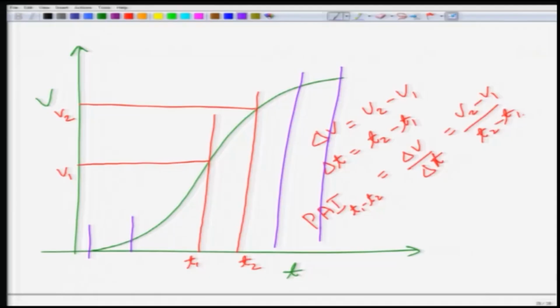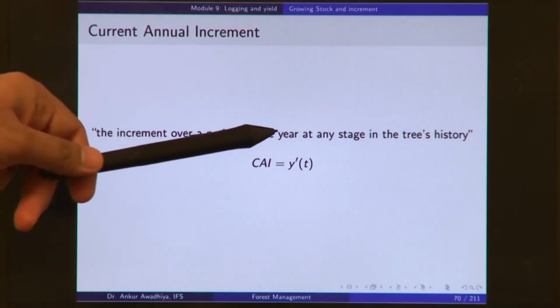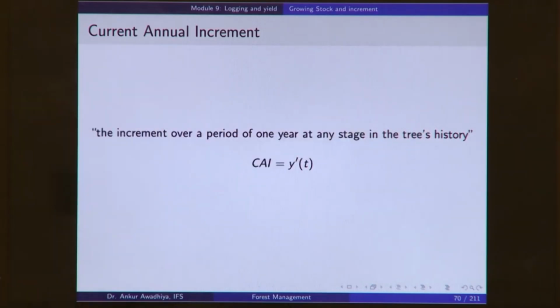Now, if in place of this period T2 minus T1, we say that T2 minus T1 is equal to 1 year, so we are doing these computations in such a manner that T2 minus T1 is 1 year, then we will say that the PAI is the current annual increment. So, current annual increment is the increment over a period of 1 year at any stage in the tree's history. What is the change in the volume per year?